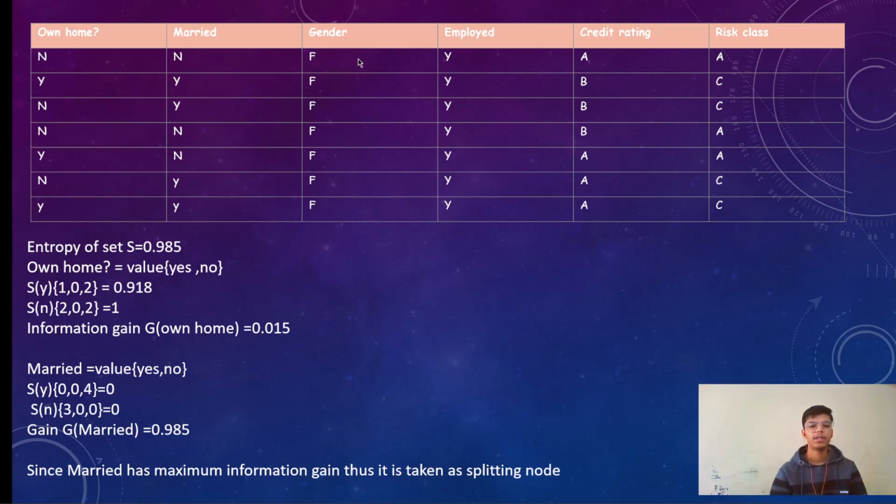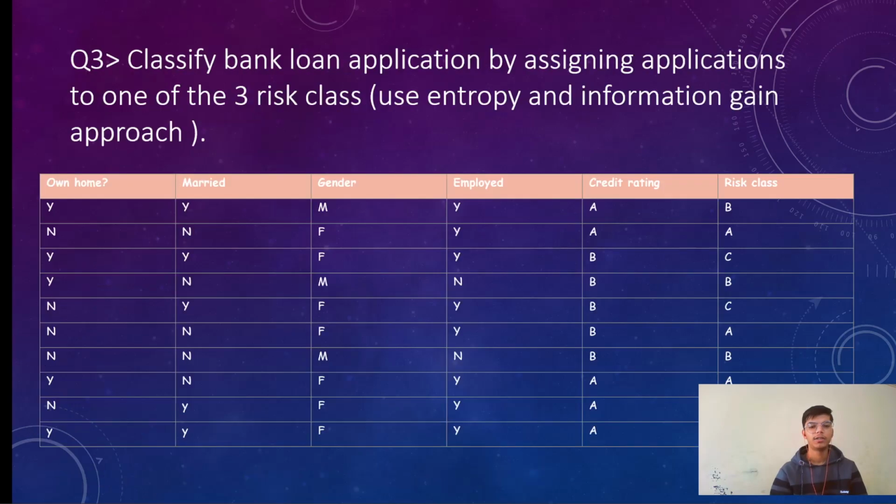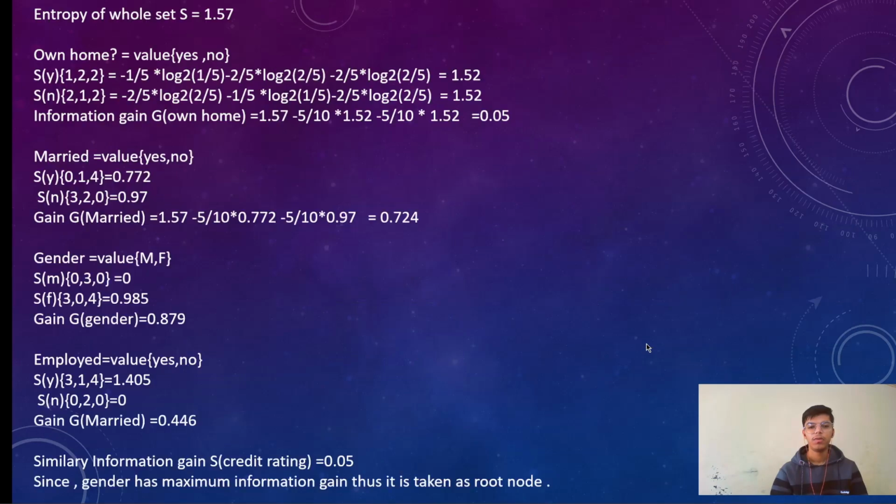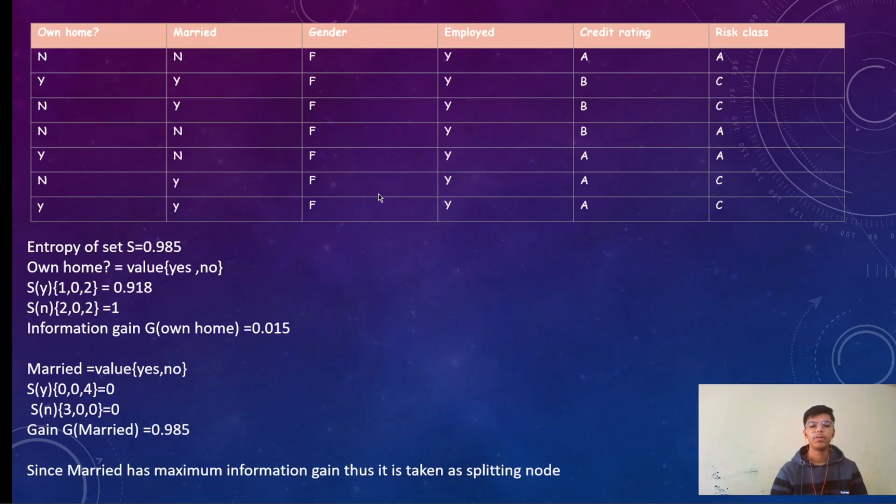So now we have taken gender as the root node. All the genders which are male come under the B risk class, if you observe that. Now we will make a subtable of that table which has only females as their entry.